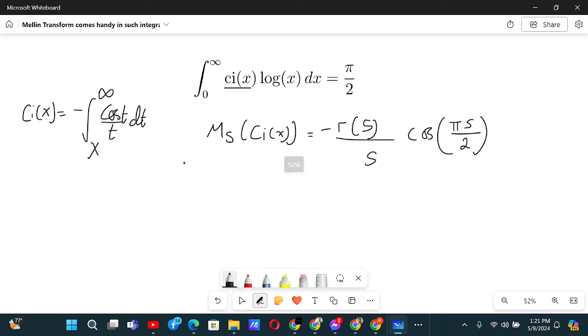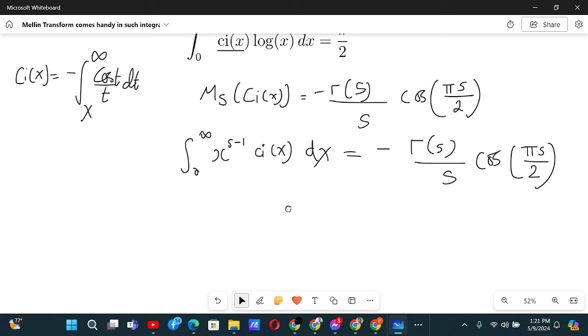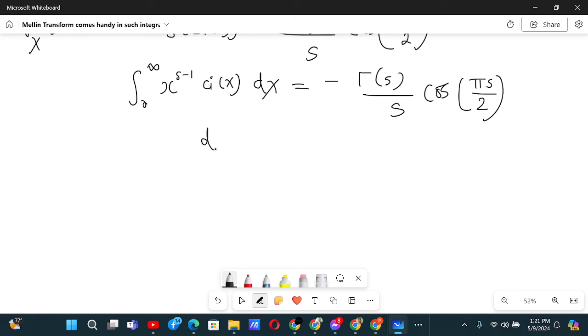Now the Mellin transform of a function is just the integral from 0 to infinity of x to the power s minus 1 and then f of x dx. For a general function f of x, the Mellin transform is this integral. Over here the function is the cosine integral function, so it will be Ci of x dx. Now we know that this is just minus gamma of s by s times cos of pi s by 2.